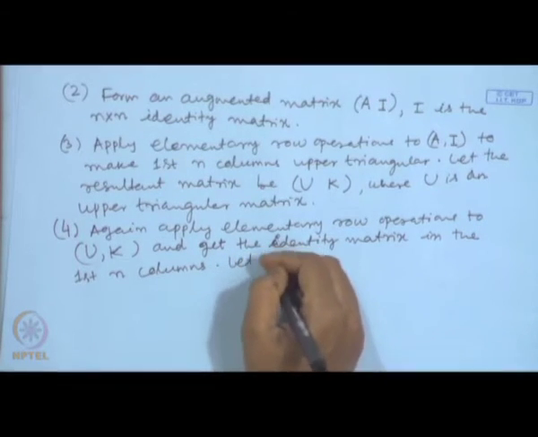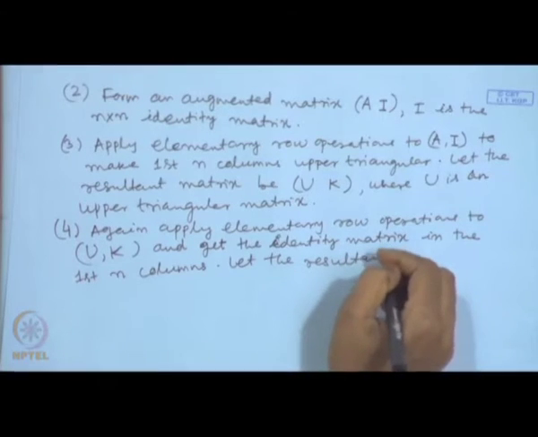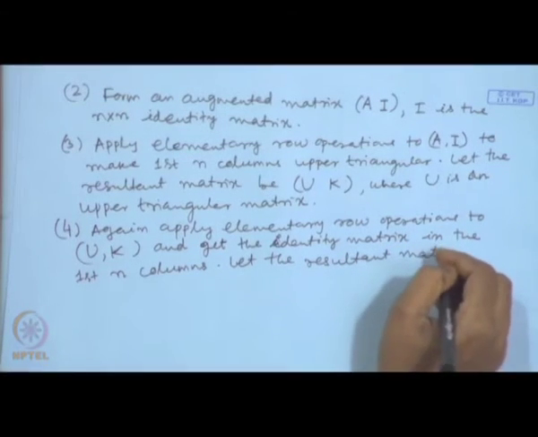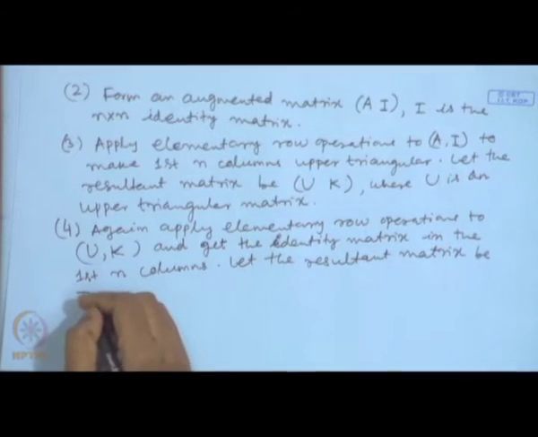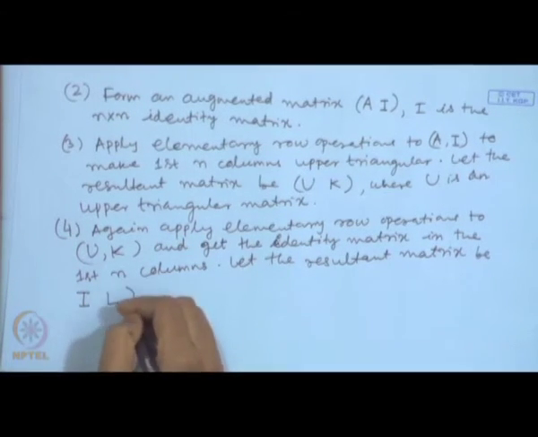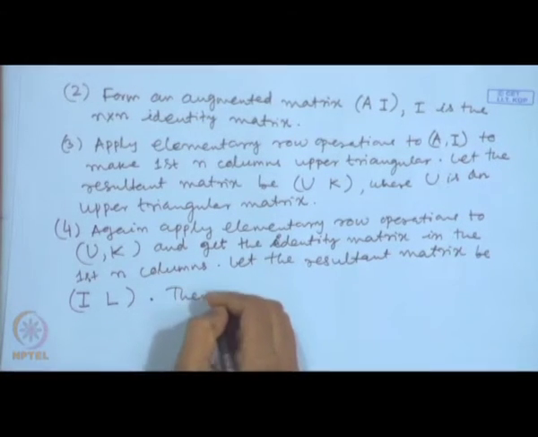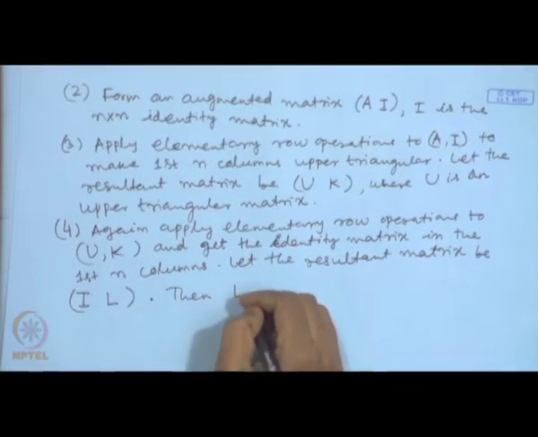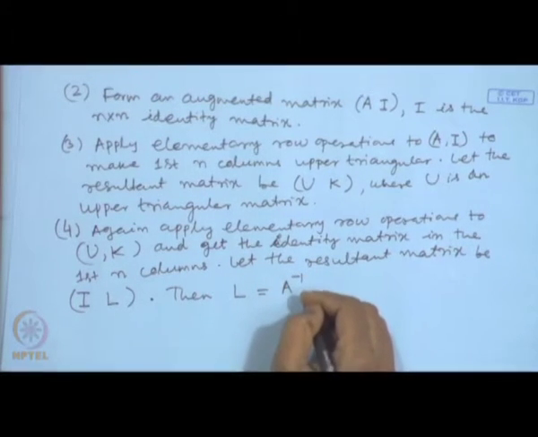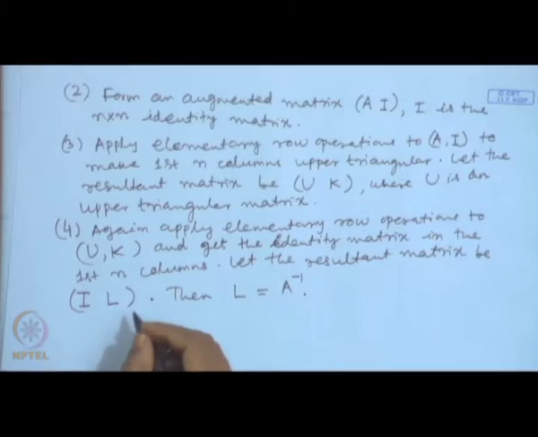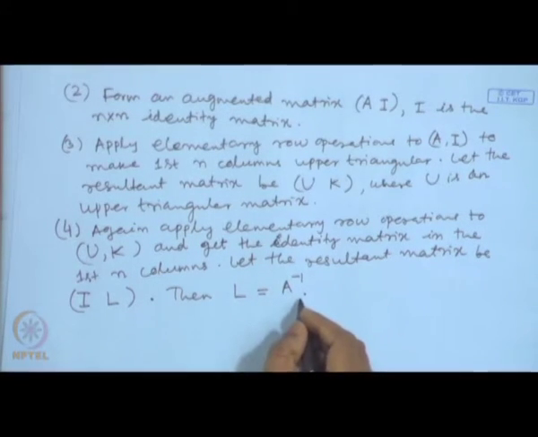Let the resultant matrix be L. Then L is equal to A inverse. This matrix L will be the inverse of the given matrix.